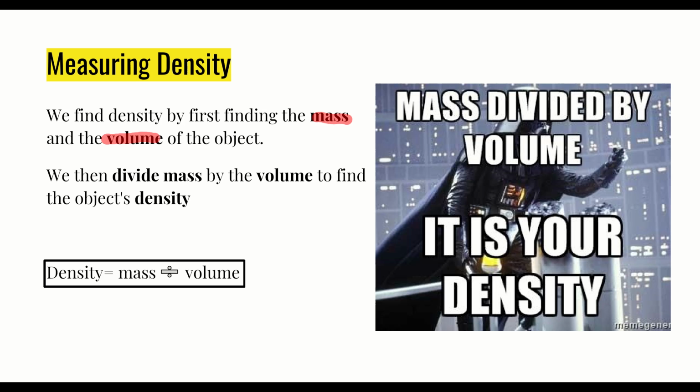We then divide the mass by the volume to find the object's density, all right? So density is going to be equal to mass divided by volume. And so I got our fun little, if you're a Star Wars fan, mass divided by volume, it is your density. And so that's how we're going to find the density of an object. Again, the amount of stuff per amount of space, the volume. All right?